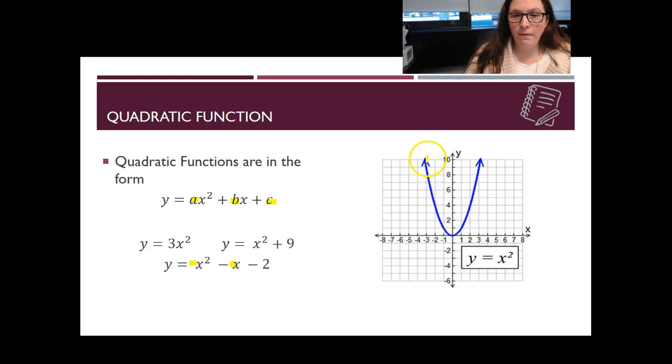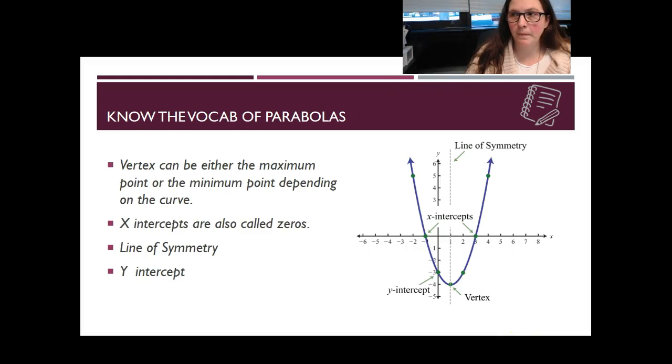A general graph, you'll see whenever we're dealing with quadratics, our parent graph here is this parabola, and that's the standard graph y equals x squared. You will always get a parabola when you graph an x squared equation.